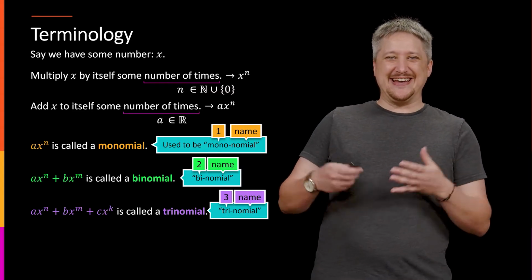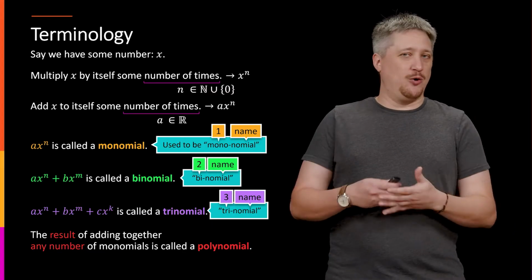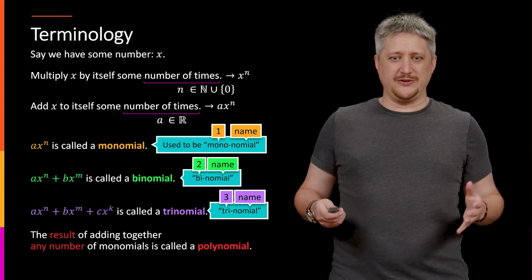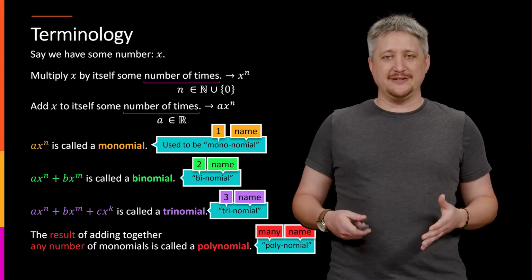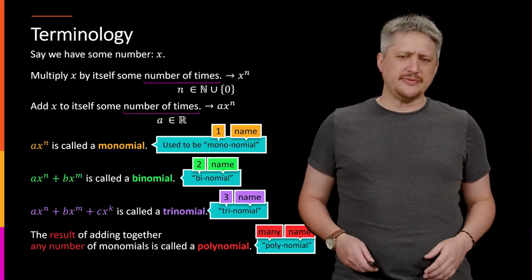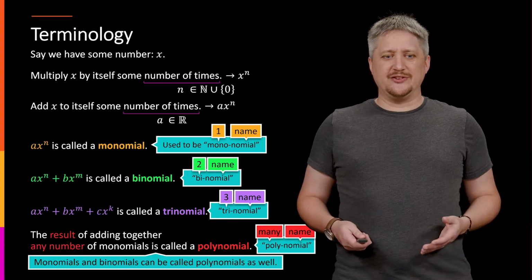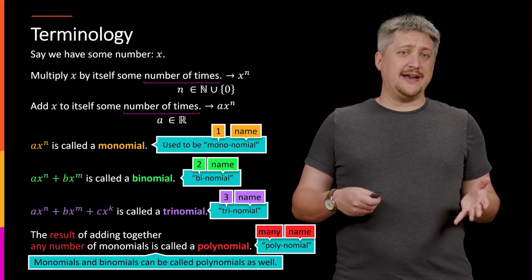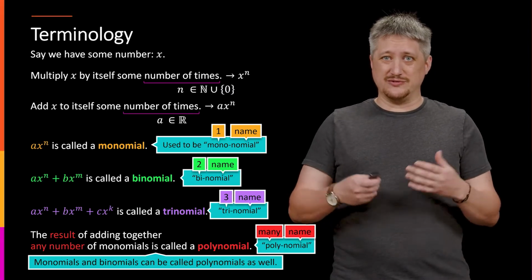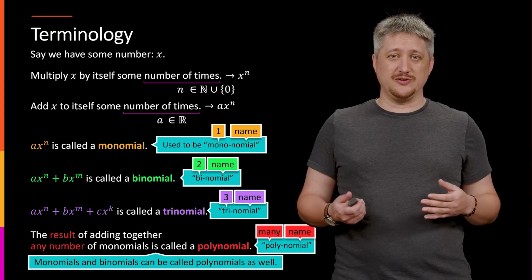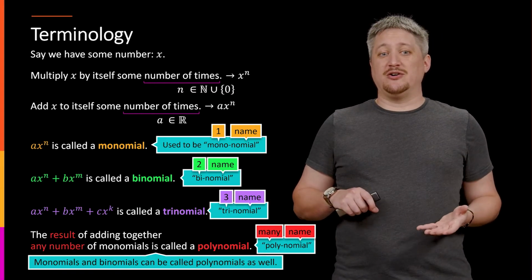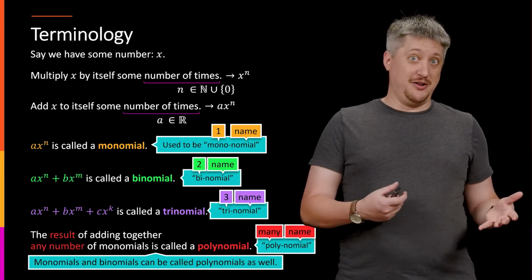And in that spirit, if you have a whole bunch of these things added together, we just generally call it a polynomial. Poly for many, and again, nomial for name, many named things. Now, strictly speaking, as a note here, we can actually call monomials and binomials polynomials. It's a shorthand because we're thinking of polynomials as the general thing. But it would not be correct to call, say, a binomial a monomial, right?